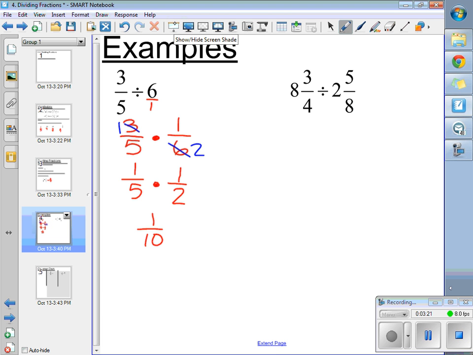All right, this one's a little bit more challenging because we have to make them improper fractions first. So 8 times 4 is 32, plus 3 gives us 35/4. Hopefully you guys will be comfortable with this. I took my denominator and put it as my numerator. And 2 times 8 is 16, plus 5 gives me 21.